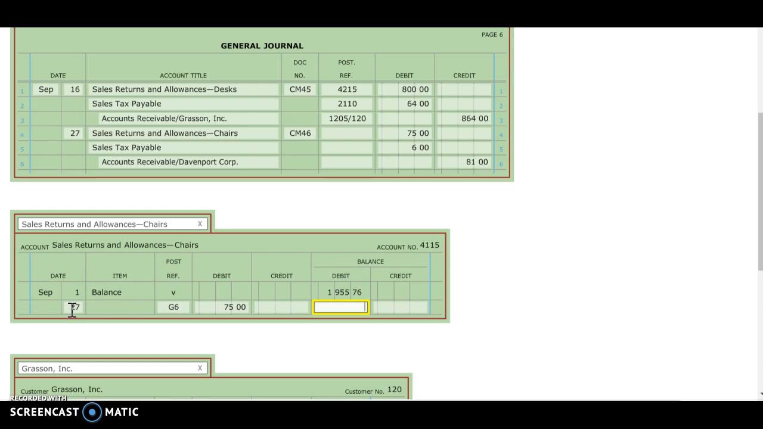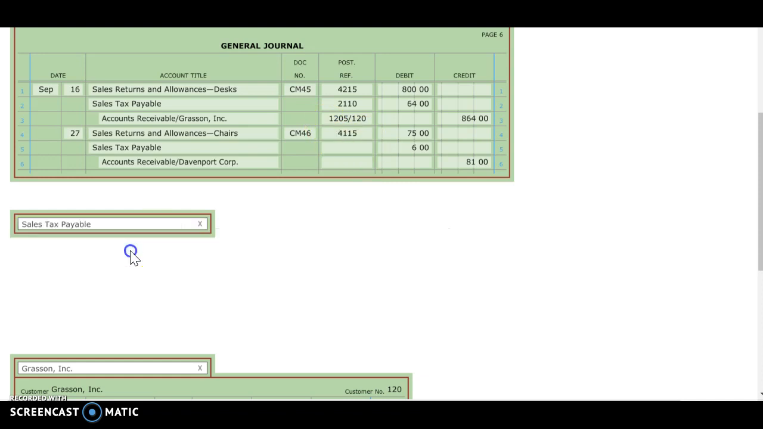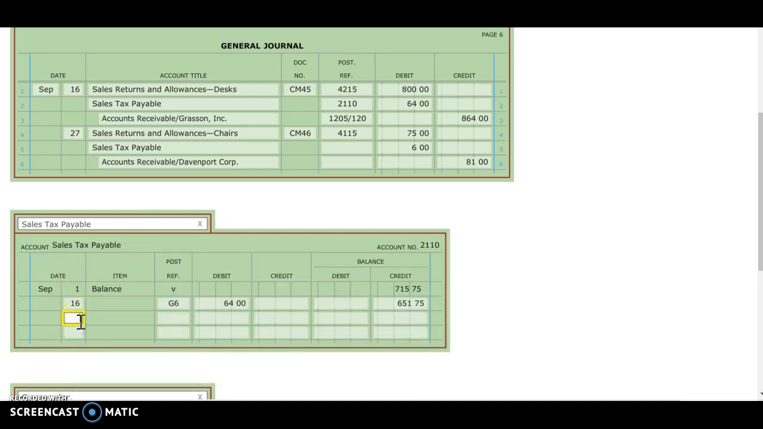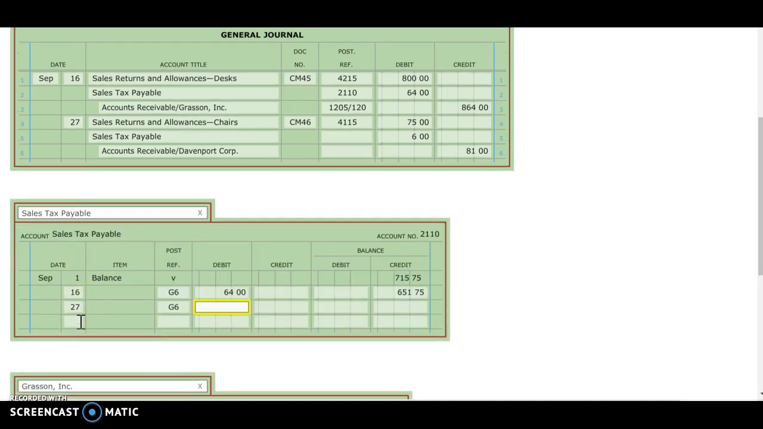My new balance then is going to be $2,030.76, and account number 4115 goes back up. Sales tax payable, the 27th, General Journal page 6. I have a debit of $6. My new balance then is going to be $645.75, and account number 2110.